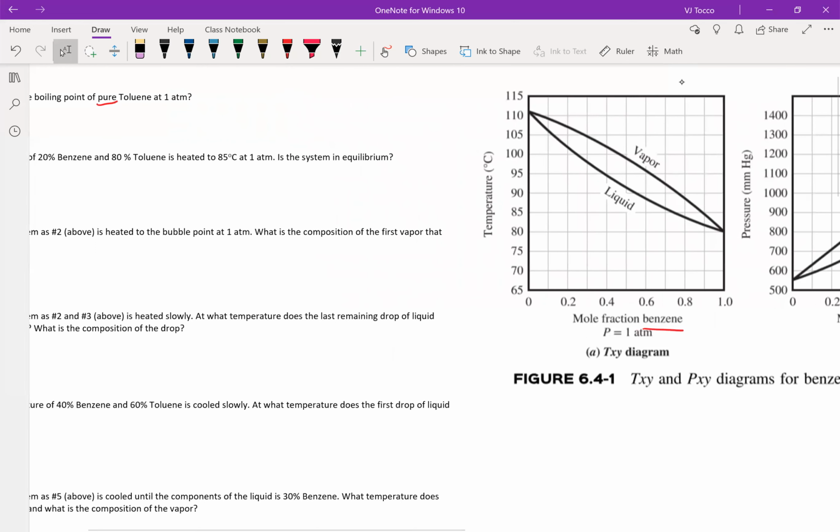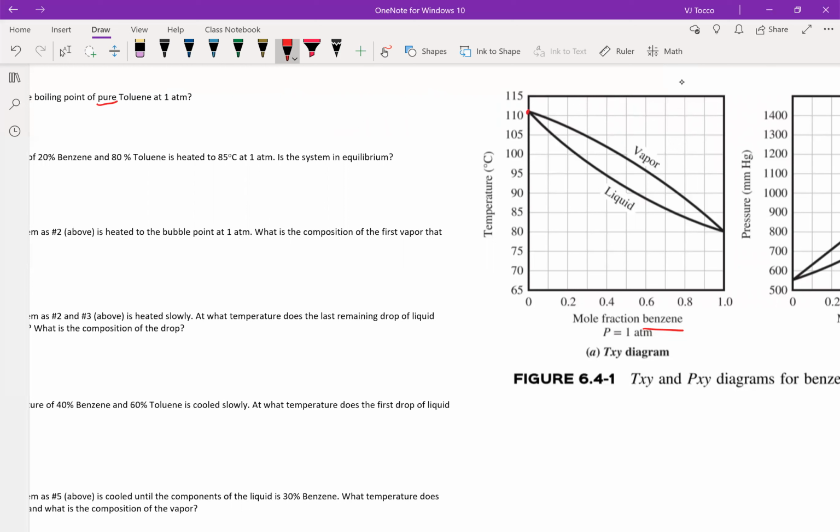So looking at pure toluene is going to correspond to 0% benzene. That's an equivalent statement. When the system has 0% benzene, and if it only contains benzene and toluene, then the other 100% must be toluene. And to get the pure boiling point, I simply have to look at where phase equilibrium occurs.